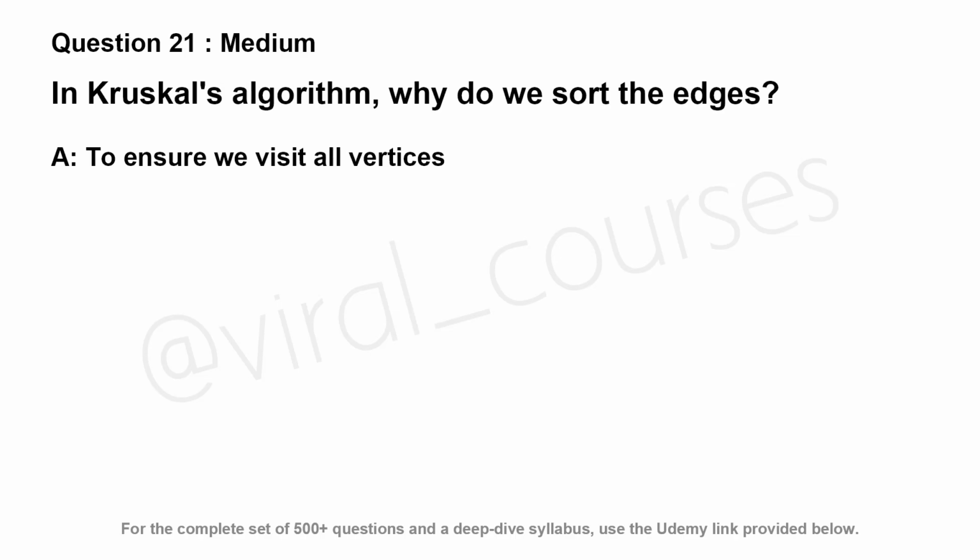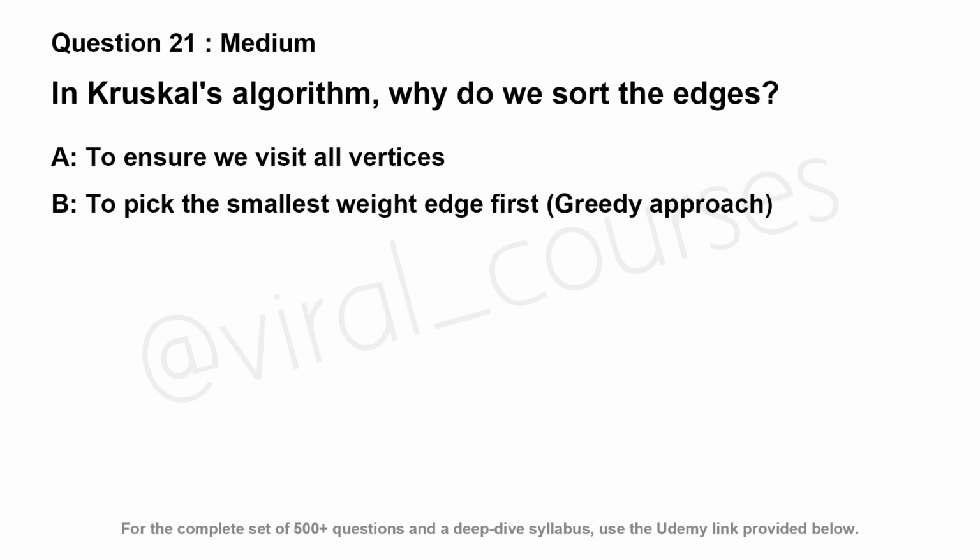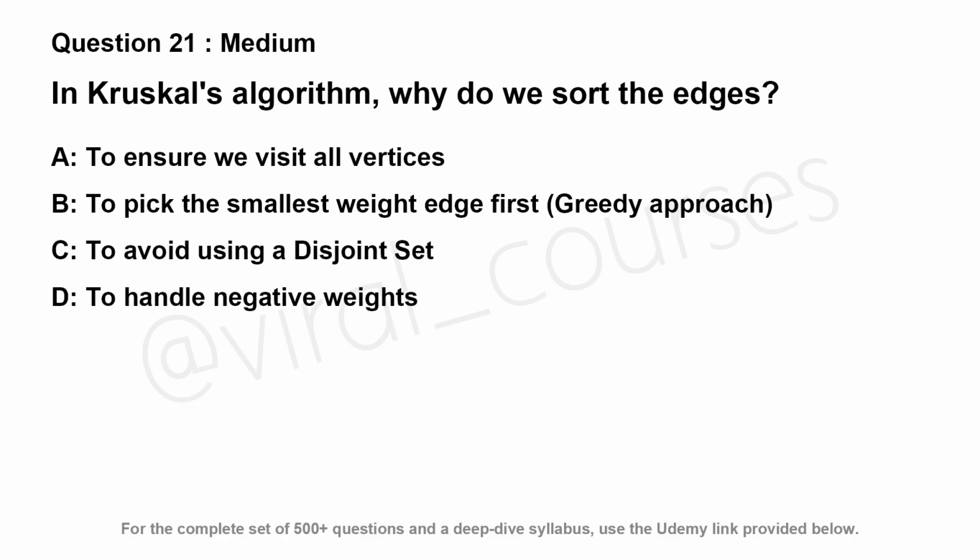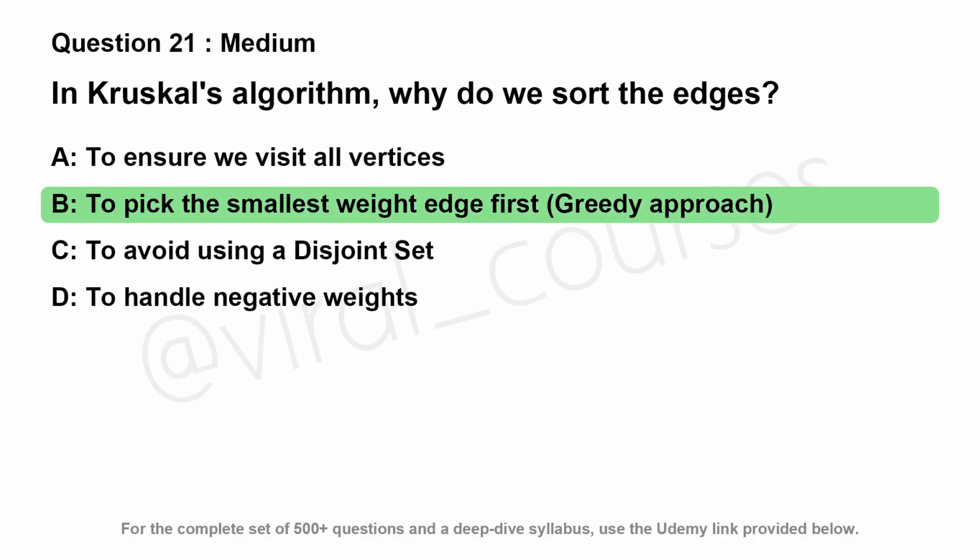In Kruskal's algorithm, why do we sort the edges? Option A. To ensure we visit all vertices. Option B. To pick the smallest weight edge first. Greedy approach. Option C. To avoid using a disjoint set. Option D. To handle negative weights. The correct answer is B.